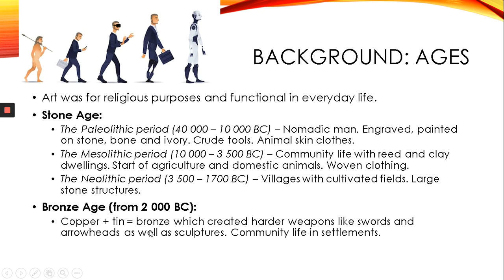So they would heat them up over fire, melt them down, and mix those two metals together, and they would get a metal called bronze. And bronze could make their weapons much harder. So then they started making weapons like swords and arrowheads to actually hunt with. And then they also started making little sculptures with that.